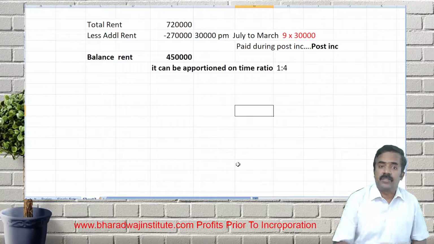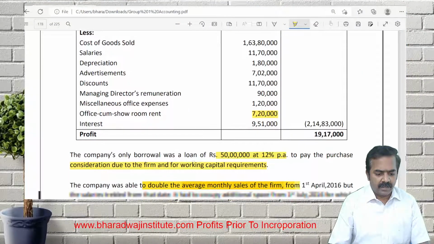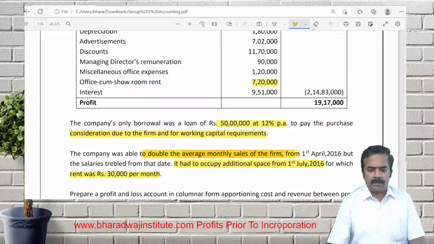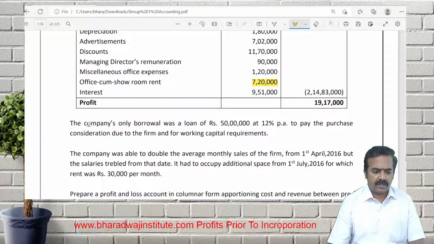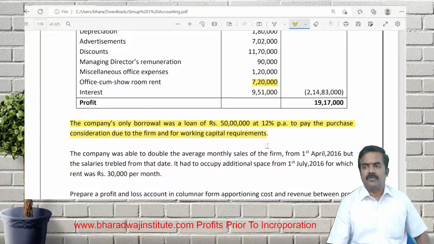Have you taken this? Next, look at the interest. The company borrowed a loan of how much? 50 lakhs at 12% per annum. Who borrowed it? The company borrowed a loan of 50 lakhs at 12% per annum to pay which one? The purchase consideration due to the firm.